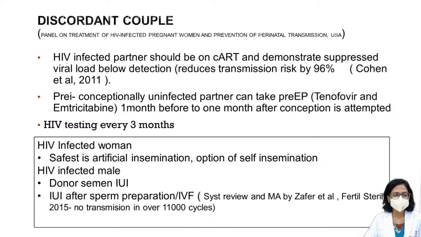Other options could be, if the woman is HIV infected, the safest is artificial insemination with the option of self-insemination also. If the male partner is infected, the options are donor semen intrauterine insemination, or intrauterine insemination after semen preparation of the infected partner, or IVF, and the risk of transmission is almost negligible.